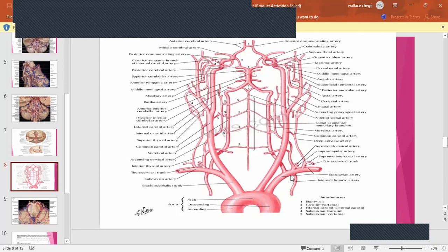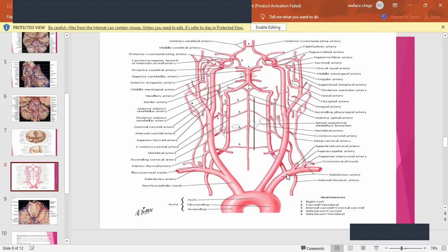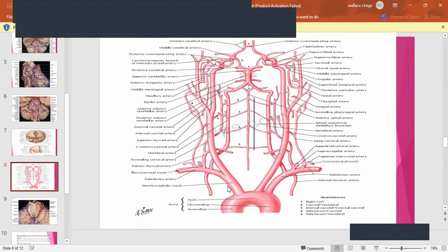subclavian artery. The subclavian artery is divided into three parts by scalenus anterior. The first part has 3 branches. Second, 1 branch. Third part, 1 branch. Branches from the first part include the internal mammary artery or the internal thoracic artery, this one. I hope you have seen it. Then we have the vertebral artery, this one here. This is the vertebral artery.